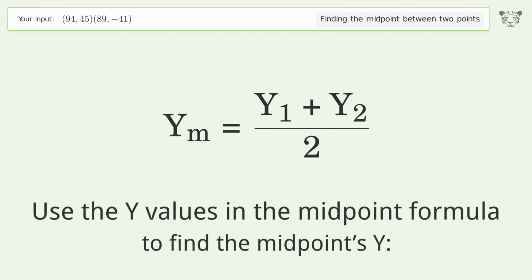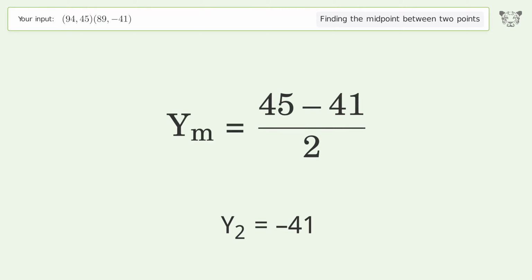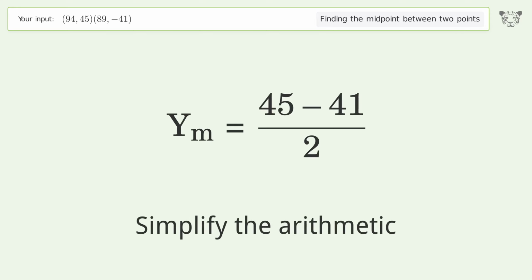Use the y values in the midpoint formula to find the midpoint's y. y1 equals 45. y2 equals negative 41. Simplify the arithmetic.